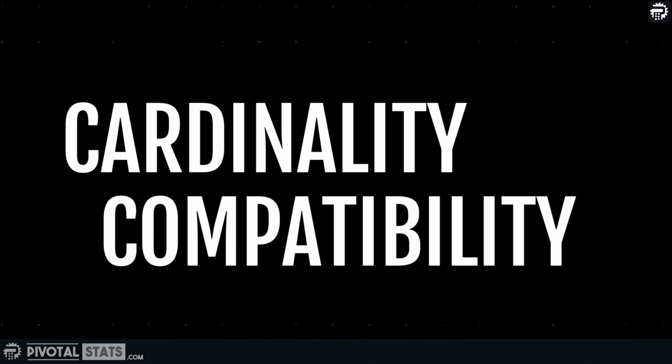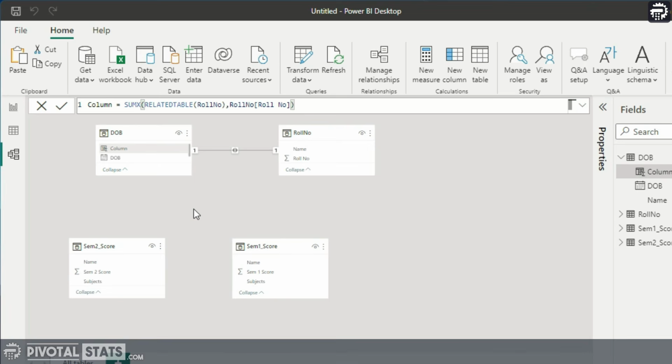Now coming to the second difference, cardinality. If you've seen my previous video, we wrote the RELATED function inside the fact table and fetched the information from the dimension table, and not the other way around. That is because the RELATED function works only with many-to-one or one-to-one relationships. So I'll give you an example.